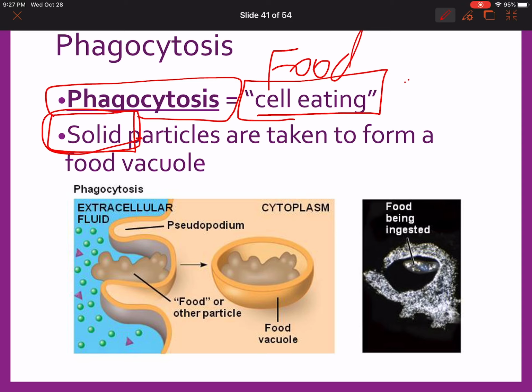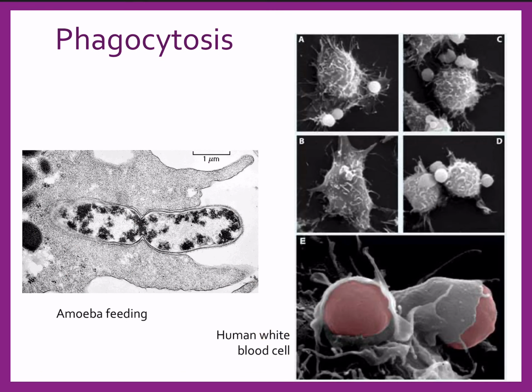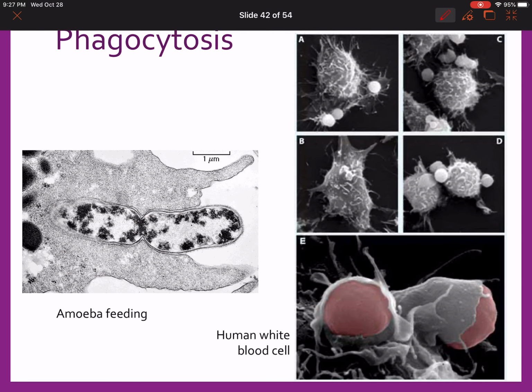So here we have our cell. It wraps around, takes in. Oh, look, we have a food vacuole. Amoeba wraps around, and this paramecium is becoming a food vacuole. Real life phagocytosis. Oh, here's another amoeba wrapping around the bacteria. Poor bacteria. White blood cell wrapping around bacteria. Right? This is phagocytosis. Your white blood cell is eating the bacteria.